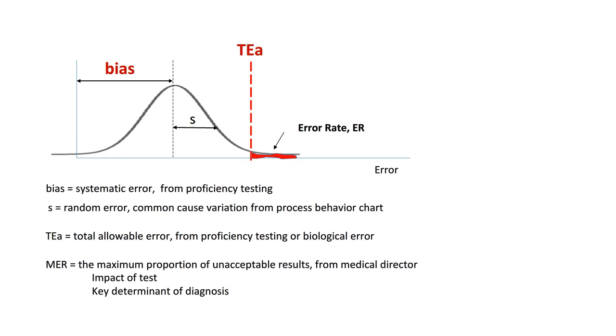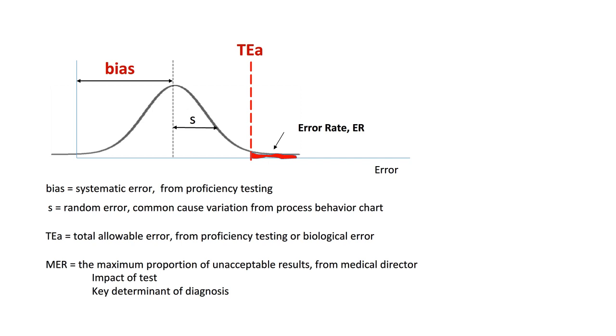Let's look at capability in a laboratory situation. We have the total allowable error, designated here as TEA. Results with an error greater than this are unacceptably inaccurate. We'll call these serious errors. They're indicated by the red area there, and the area there is the serious error rate.